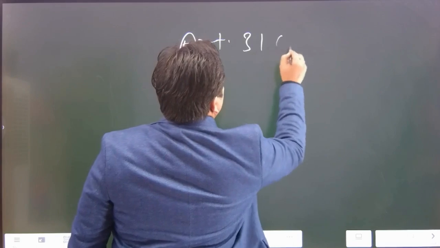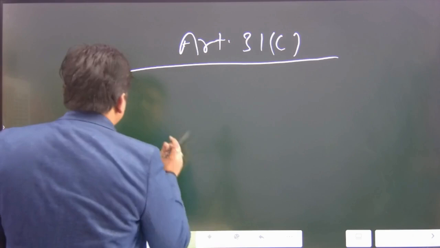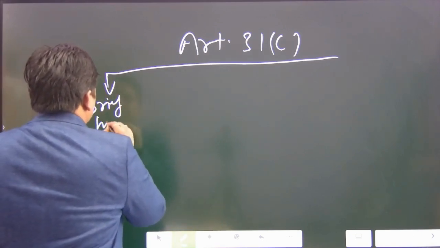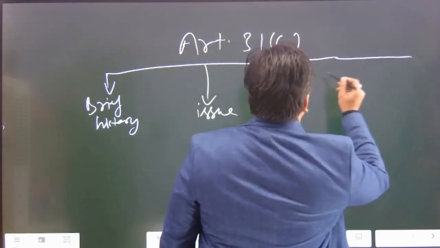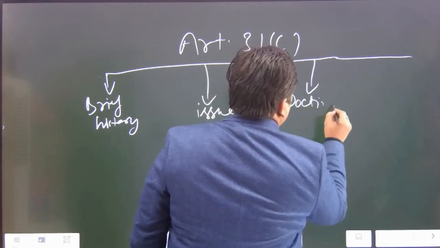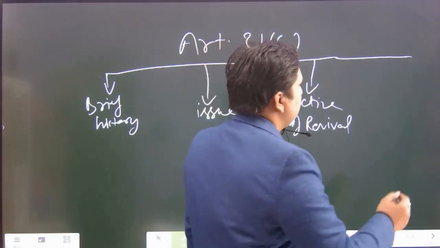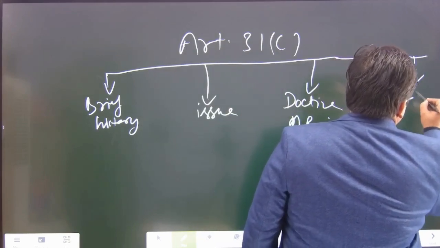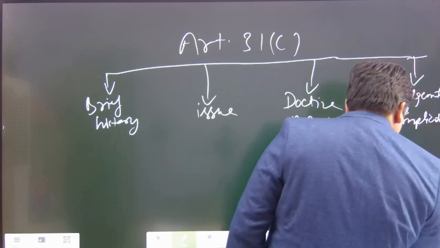So let's see what this whole issue is all about and what the real status is after this judgment. We will cover various aspects of Article 31C: a brief history of it, how it evolved, what the current issue is, why it was taken up by the judiciary, what the doctrine of revival is, which was applied by the judiciary for the continuity of the constitution, and then the judgment and its implications. Let's start step by step.